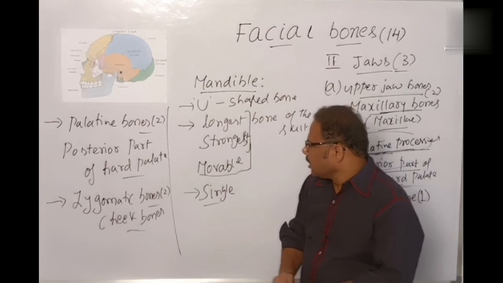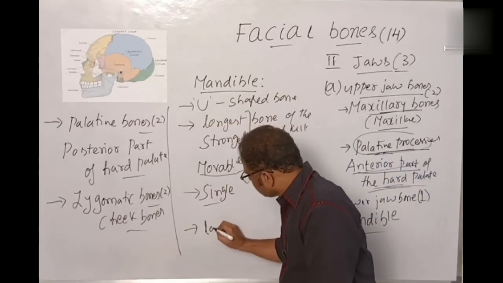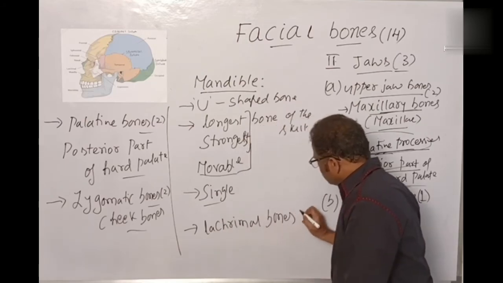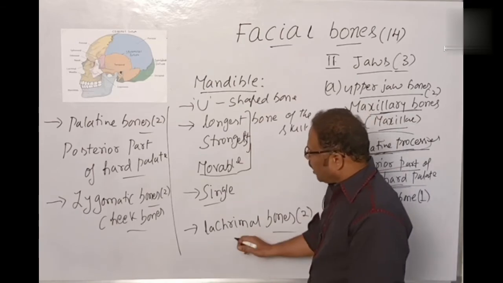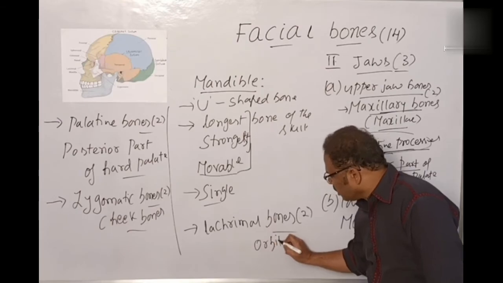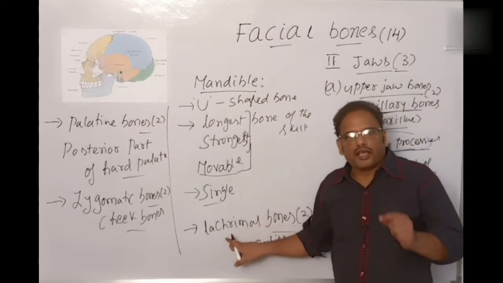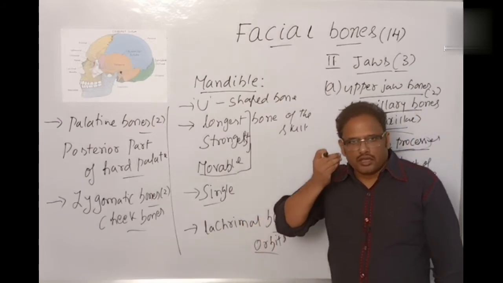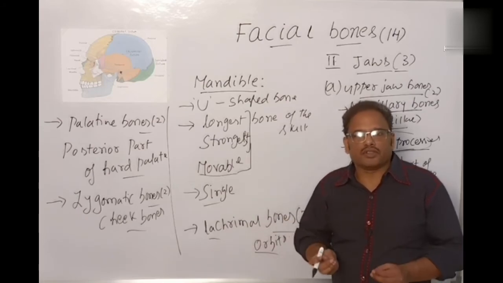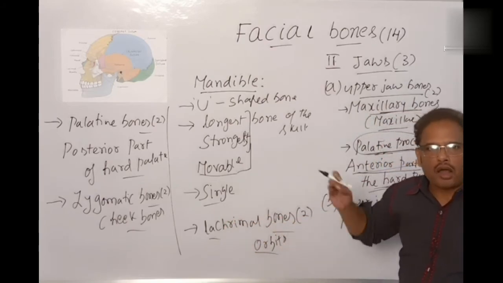Next one is lacrimal bones. Lacrimal bones are also 2 in number, and they form part of the orbits. Lacrimal means tear. Tear glands, lacrimal glands. The tears are shed from the eyes. So lacrimal means associated with the tears, that is eyes. As the name indicates, the lacrimal bones are part of the orbits.